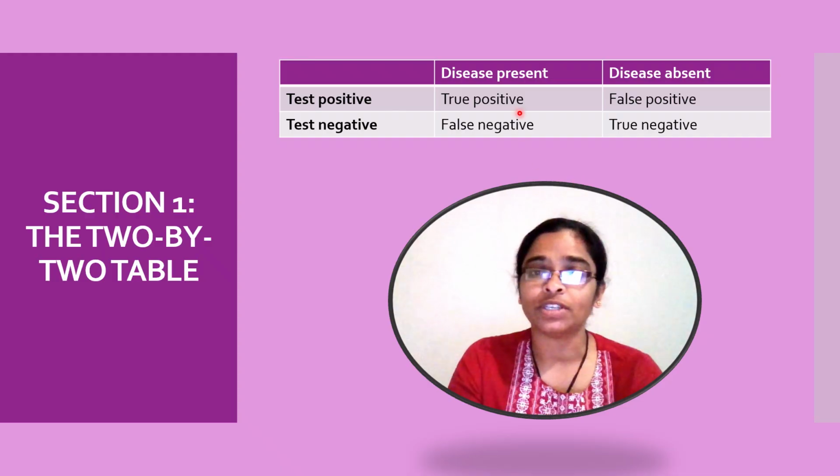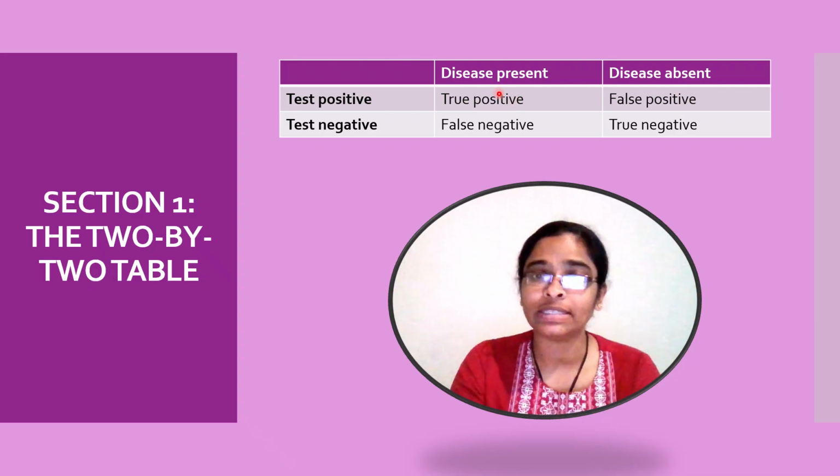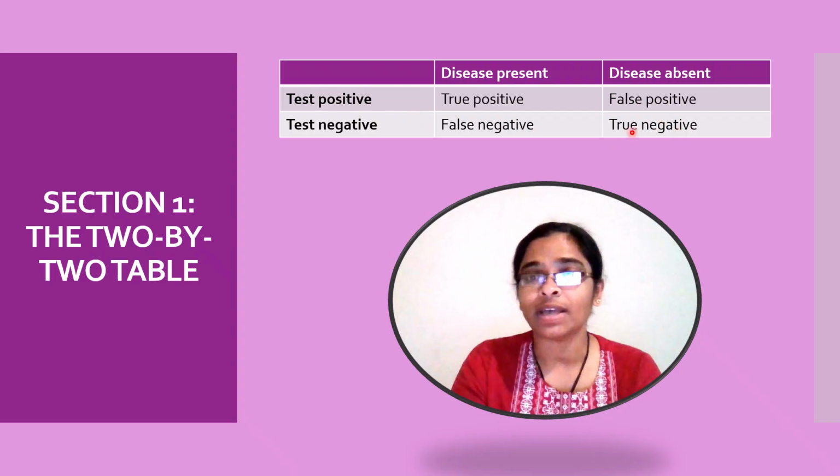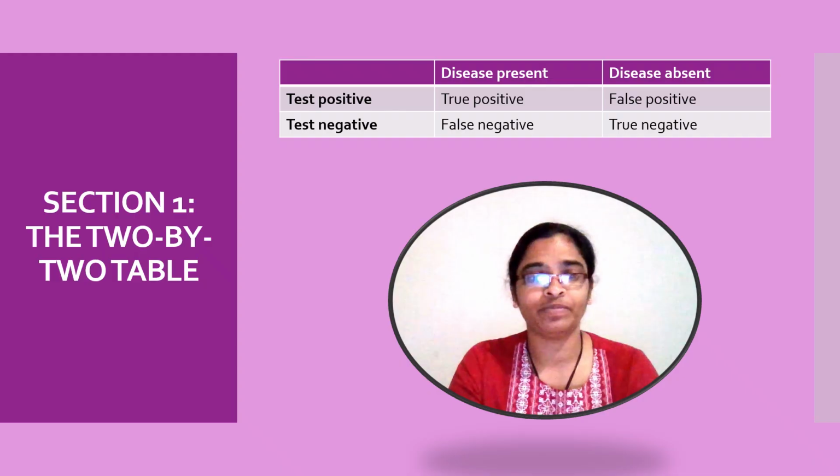A true positive, now what is a true positive? A true positive is someone who has the disease, that is the disease is present, and the test is also positive for them. A false negative means someone who has the disease but tests negative. A false positive means someone who does not have the disease but tests positive. And a true negative means someone who does not have the disease and also tested negative.